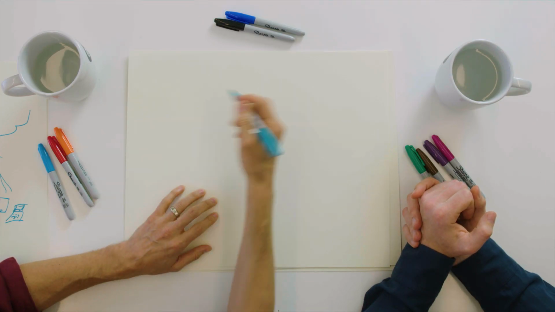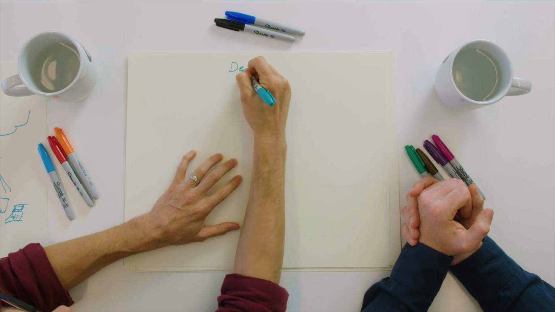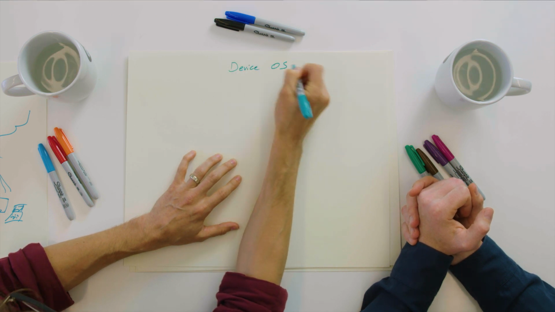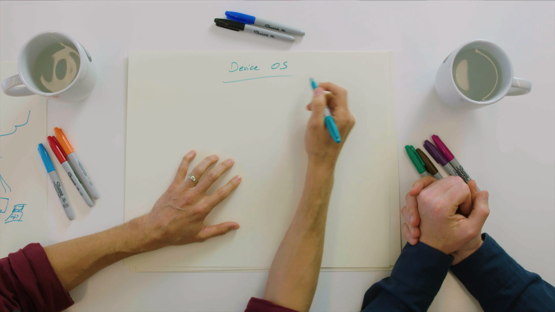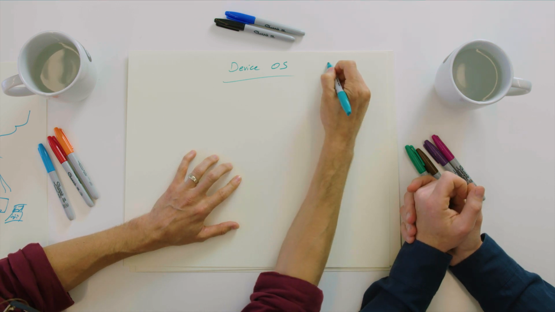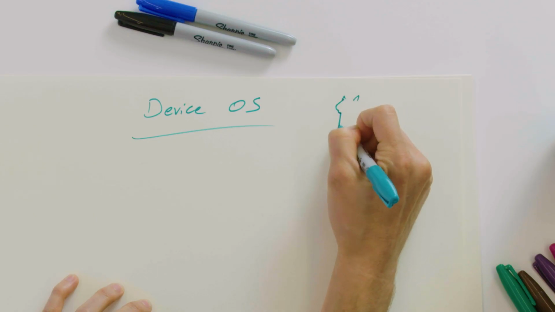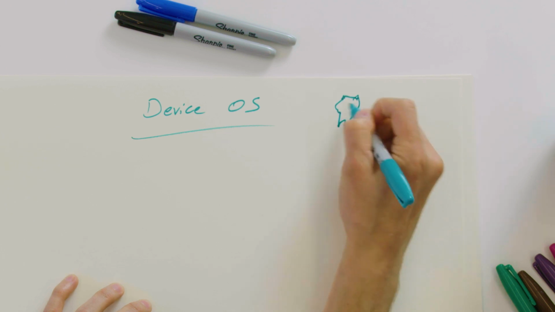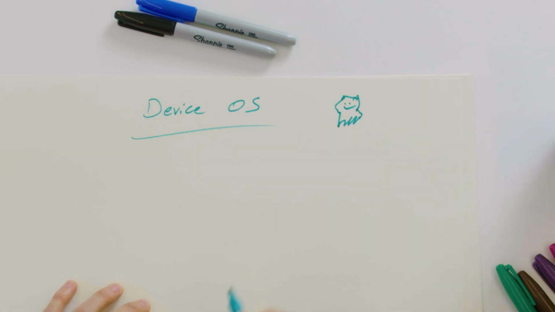The software that runs on that device we call our device OS. And it is open source. You can find it on GitHub, Octocat. Very nice.